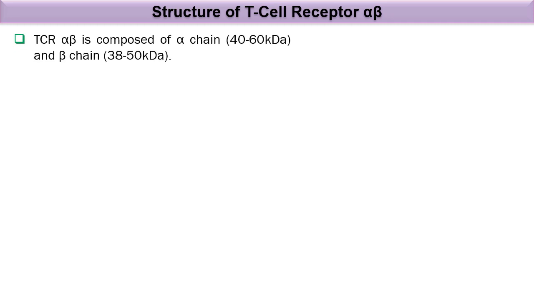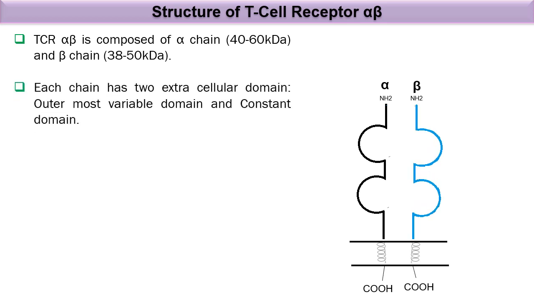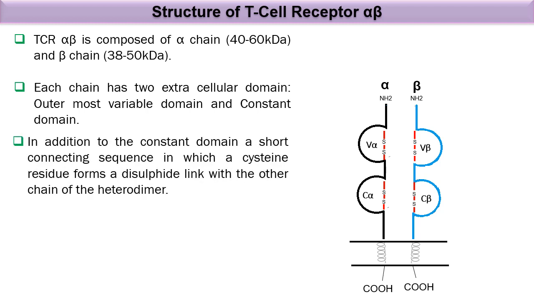T-cell receptor alpha beta is composed of alpha chain and beta chain. Each chain has two extracellular domains, the outermost variable domain V alpha and the constant domain C alpha. Each domain is stabilized by an internal disulfide bond. In addition to the constant domain, a short connecting sequence where a cysteine residue forms a disulfide link with the other chain of the heterodimer, that is alpha and beta.